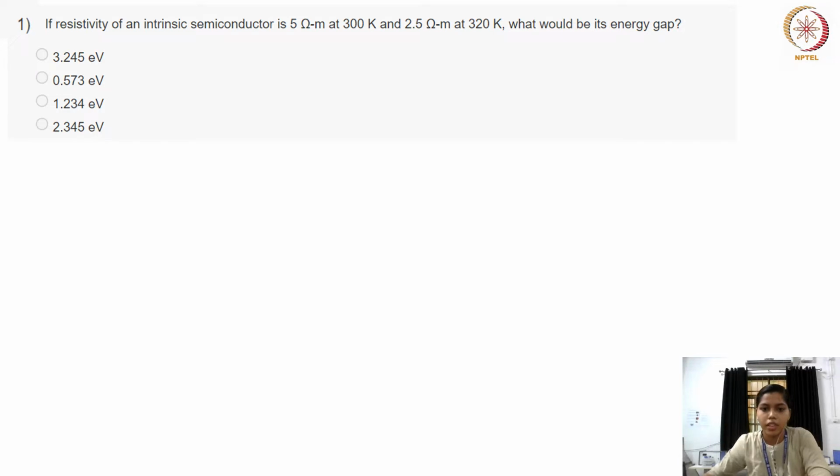Okay, so here is your first question. If the resistivity of an intrinsic semiconductor is 5 ohm per meter at 300 Kelvin and 255 ohm per meter at 320 Kelvin, what would be its energy gap? For this question, we must know the relation that relates the resistivity and the band gap energy.